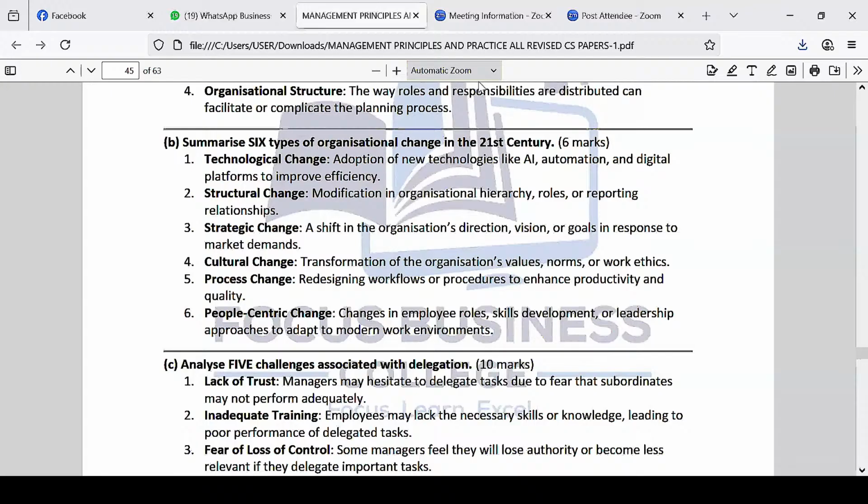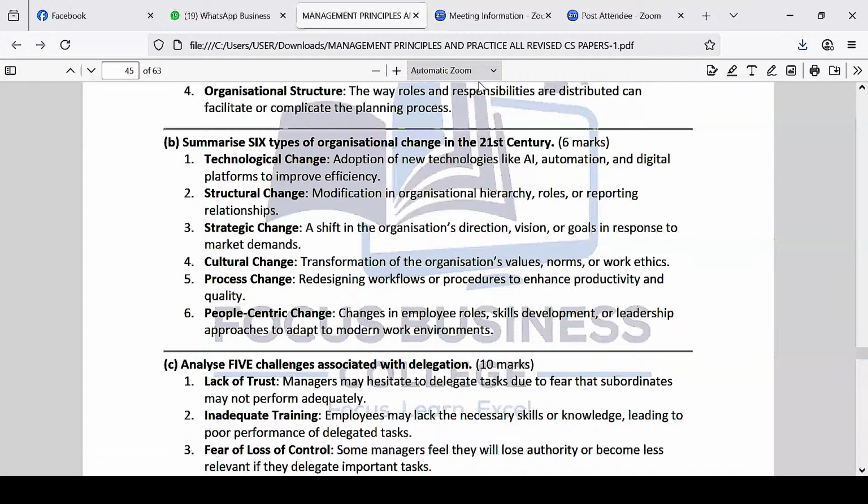Number two is called structural change. This is modification of hierarchy, roles, and reporting. The company structure keeps on changing in terms of hierarchy. We look at the hierarchy and if it's suitable, we implement; if it's not suitable, we change something. Talk about roles: even roles of managers are changing, roles of employees, even accountants. The roles of accountants in the 1980s or 1970s are not the same as now. Some roles have been added to the accounting profession. And then reporting, who do you report to?